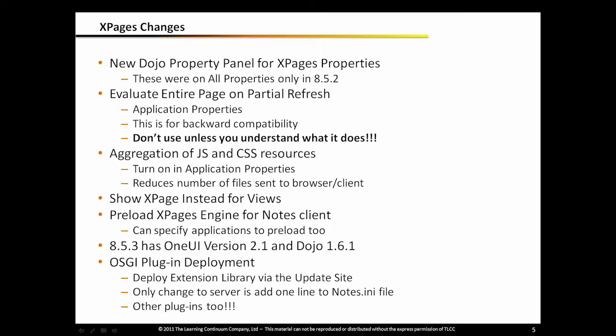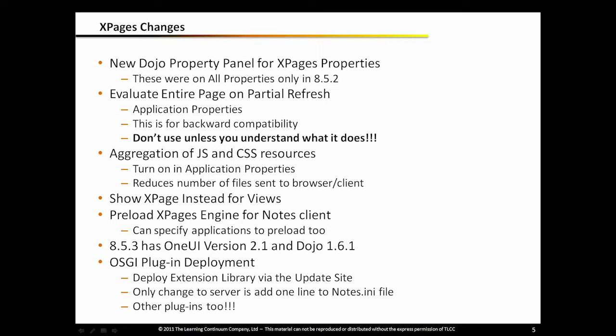8.5.3 uses Dojo 1.6.1 now. It has the older versions if you need them. And it also has One UI version 2.1, which has some improvements. And last on this chart is a real quick and easy way to deploy the extension library using the update site. So in the past, the update site was used for widgets and things like that. Now you can deploy plugins with it on your server.